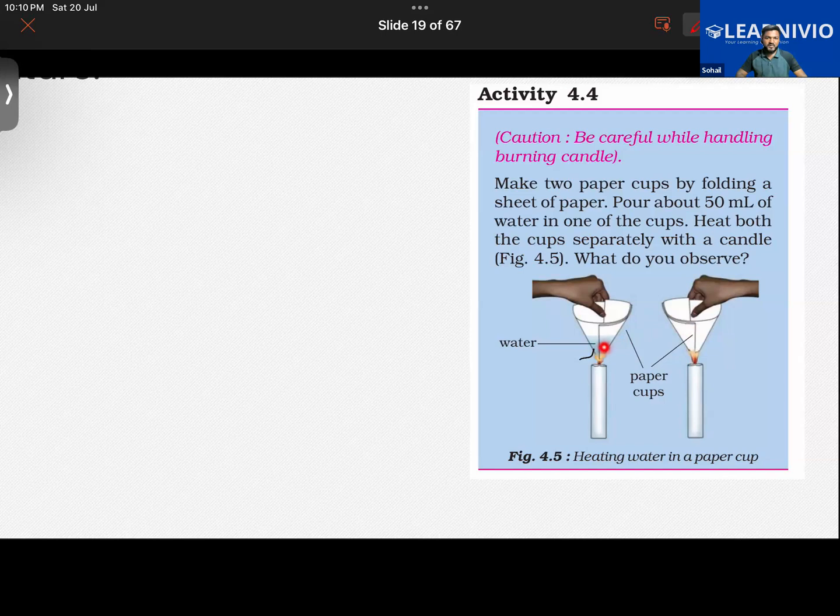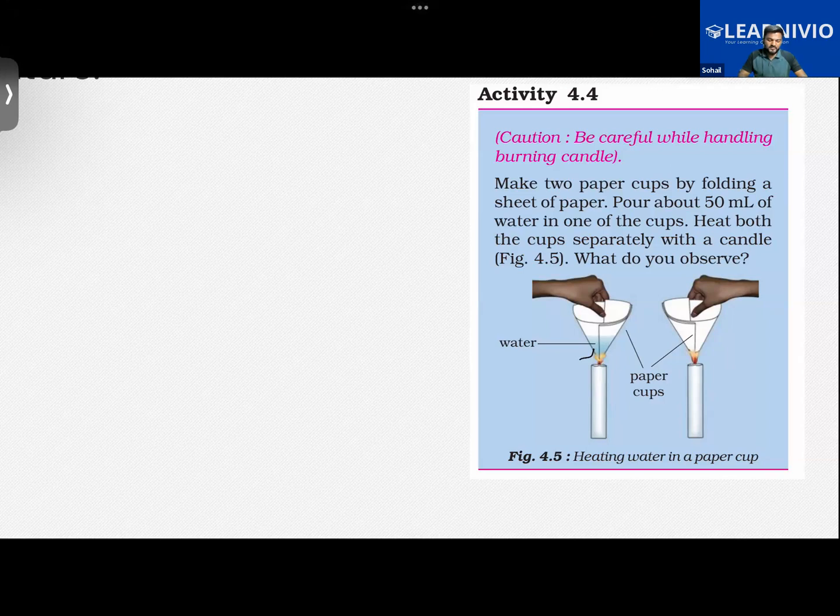What is happening here? You tell me, what do you observe from this? Any clue regarding this? Why does the filter paper in which water has been poured not catch fire? Because first the water gets evaporated and then it catches fire. Exactly. Or in another way, we see that the heat is transferred into the water.